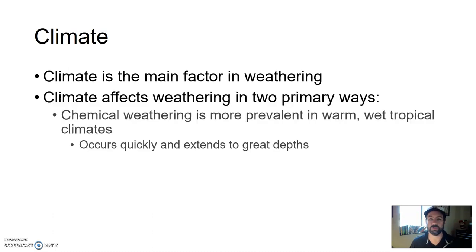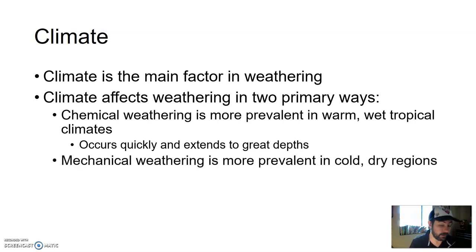Climate affects weathering in two primary ways. Chemical weathering is much more prevalent in warm, wet tropical climates, and it usually occurs very quickly and extends to great depths even. So chemical weathering, the breakdown of rocks, is more prevalent in warm and wet tropical climates, whereas mechanical weathering is actually more prevalent in cold, dry regions.